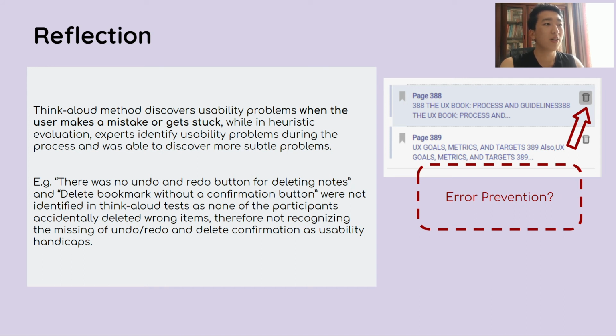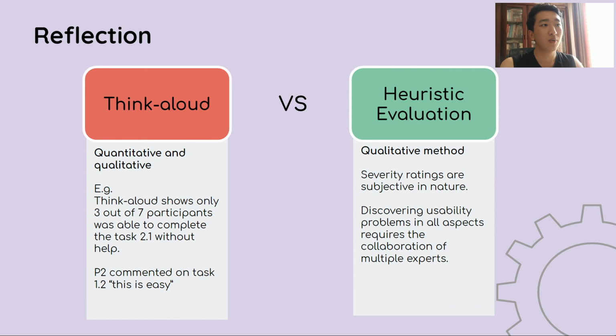The Think Aloud method is both quantitative and qualitative, while heuristic evaluation is mainly qualitative. For example, only 3 out of 7 participants were able to complete task 2.1 without help. This data is objective and measurable, but P2 saying task 1.2 is easy is clearly subjective. While in heuristic evaluation, severity ratings are subjective in nature. Experts may come up with different ratings, and discovering usability problems across the entire spectrum requires several experts working together.